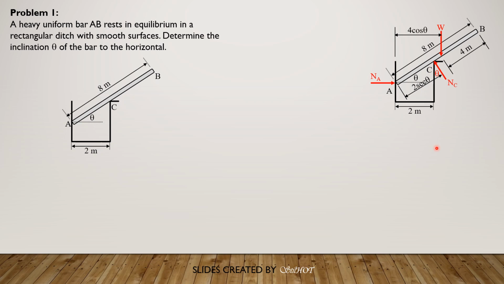So first, let's sum up forces vertical equals 0, so that we can express N sub C in terms of W and theta. Then our second equilibrium equation would be, we sum up moments about point A equals 0. Then from there, we can solve the angle theta, because N sub C is in terms of W and theta, and we can cancel W in that equation.